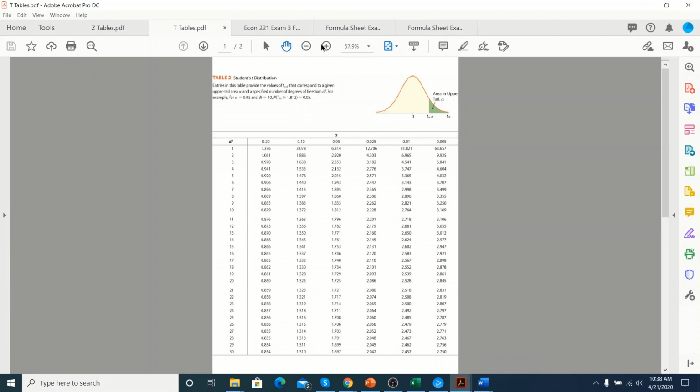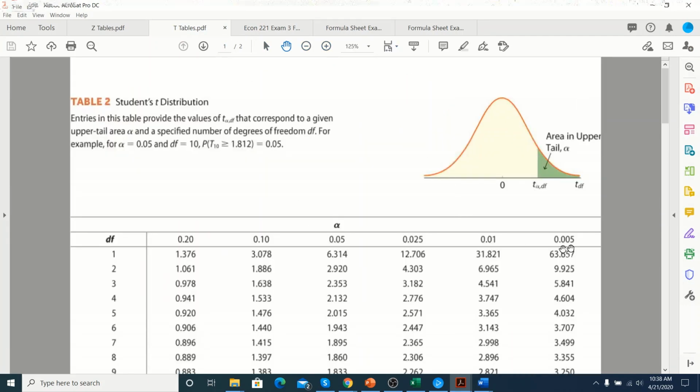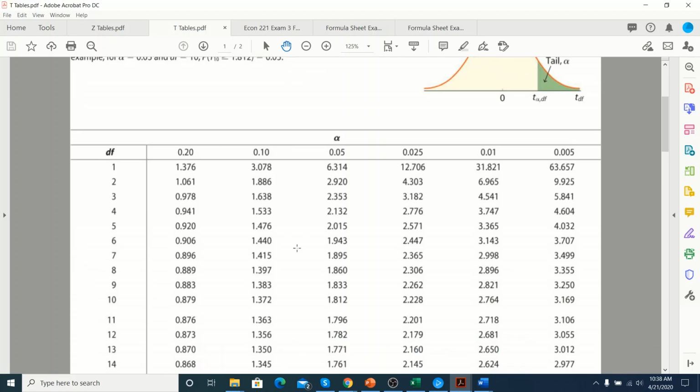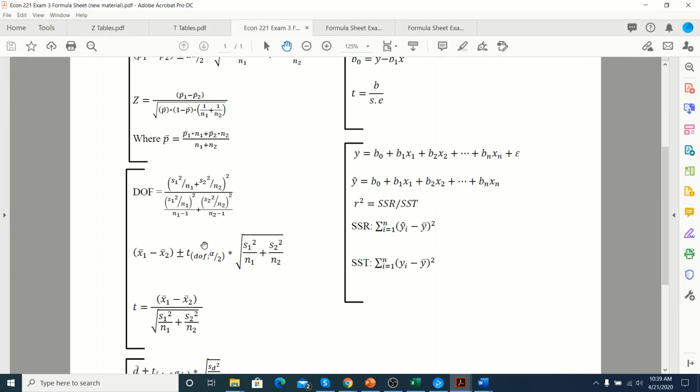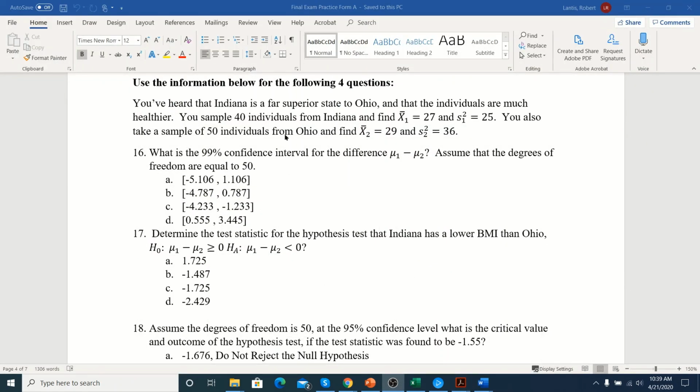I go to my student t table. Oh, if I switch off the webcam. So 0.005 in my tail, and at my degrees of freedom of 50, I have to keep scrolling down here. Right here, 2.678. So now I've got everything I need to plug into this formula. 2.678 goes right here. I forget what the variances were, but 40 and 50 were the sample sizes. It's a matter of plugging things in at that point.